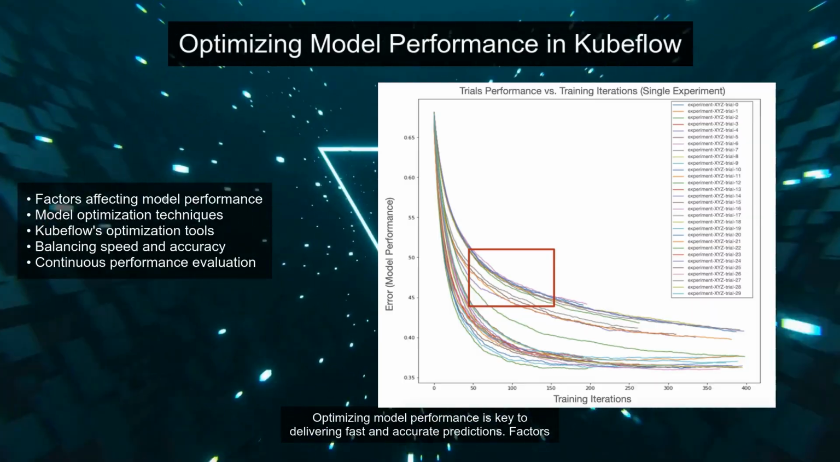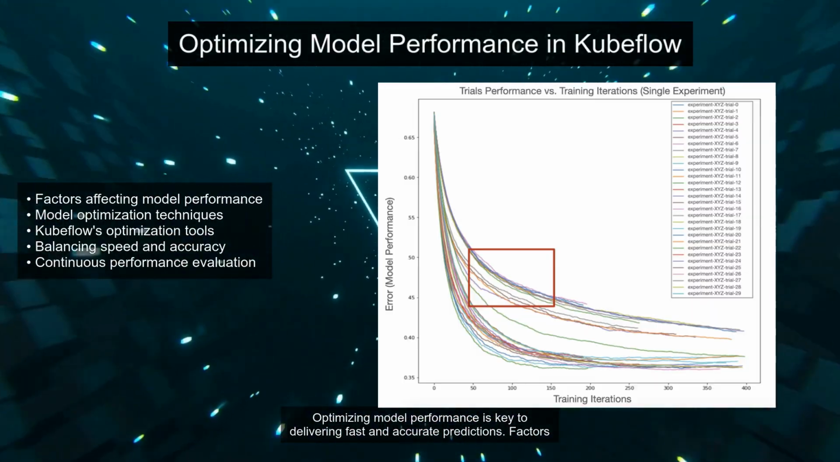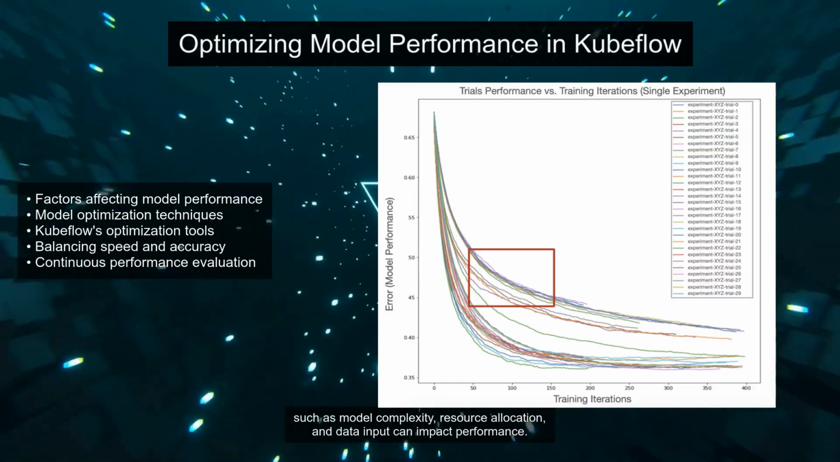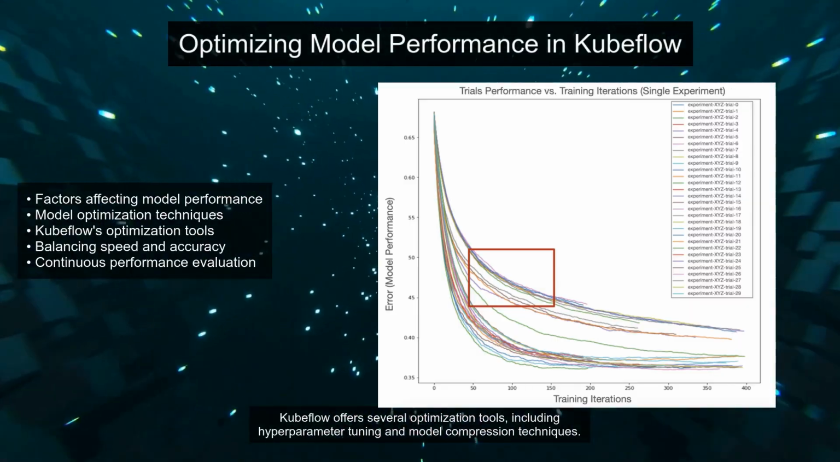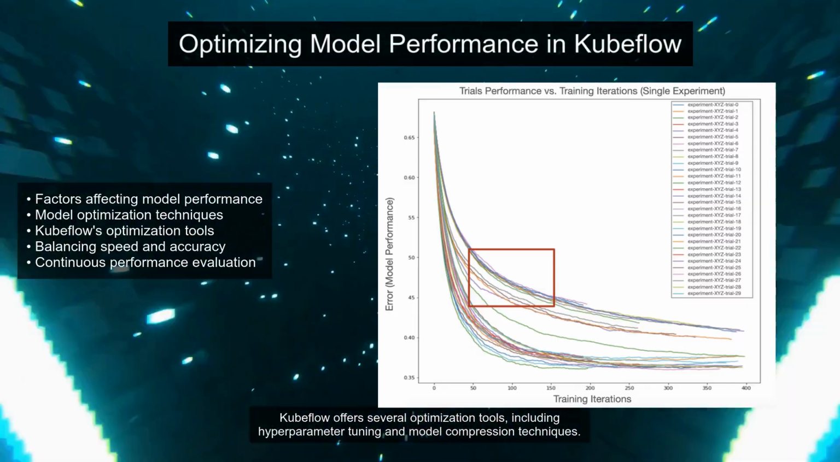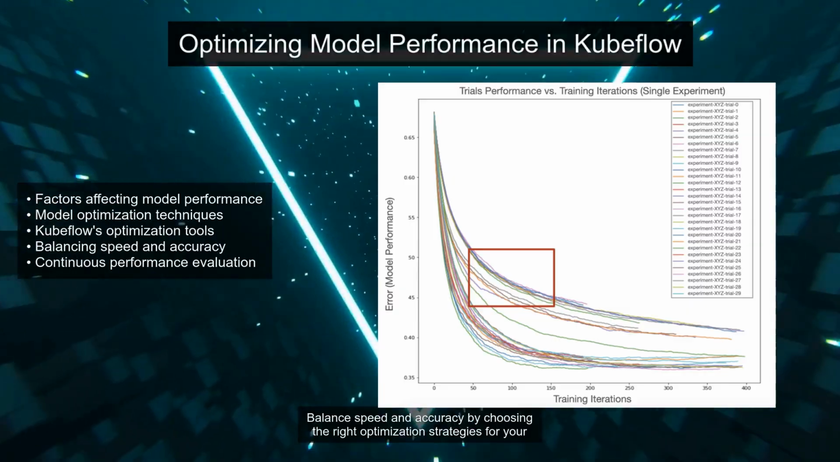Optimizing model performance is key to delivering fast and accurate predictions. Factors such as model complexity, resource allocation, and data input can impact performance. Kubeflow offers several optimization tools, including hyperparameter tuning and model compression techniques.